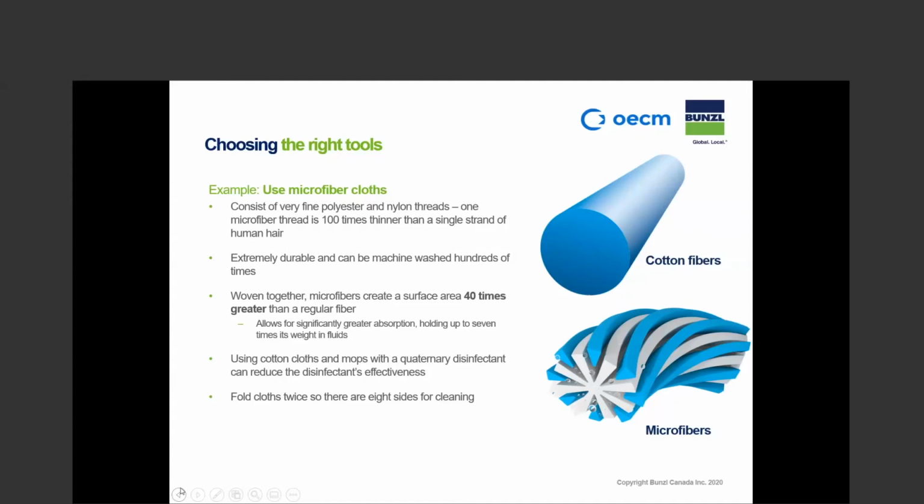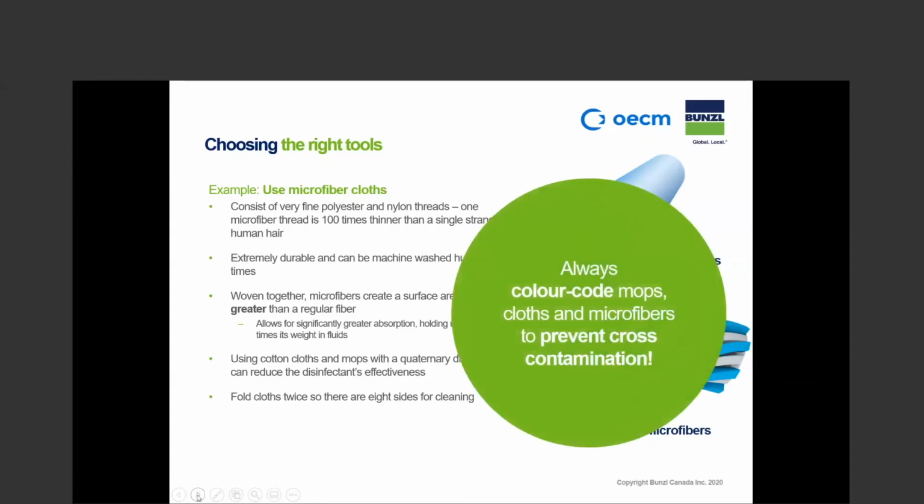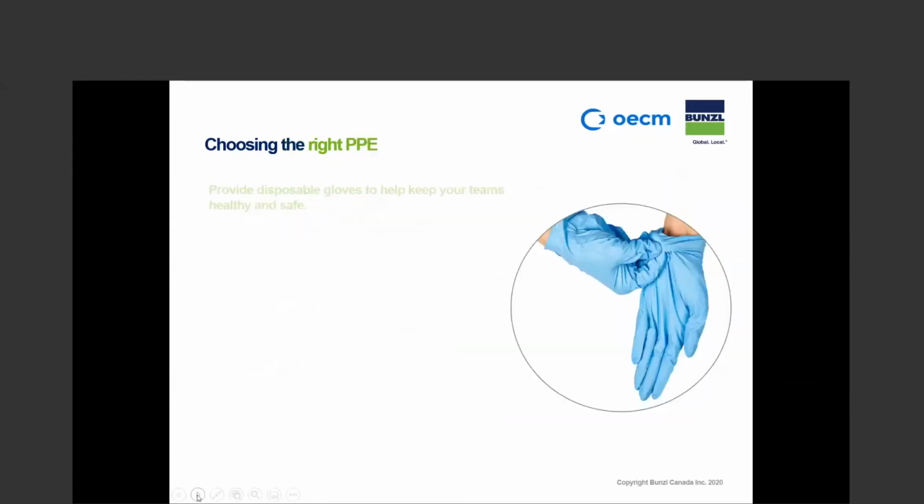Providing disposable gloves to help keep your team healthy and safe. Tori or Stephanie, can you just advance the next slide, please? And one thing here added to is color coding.